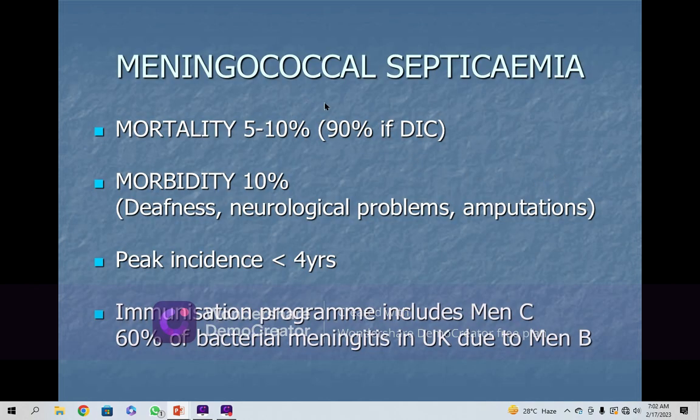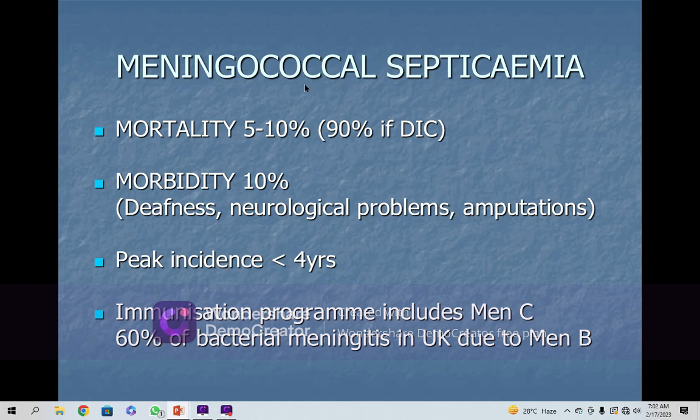Coming to meningococcemia or meningococcal septicemia, it is an infection of childhood. Mortality is 5 to 10%, but if it launches into disseminated intravascular coagulation it is 90%. Morbidity to other places includes deafness, neurological complications, and amputations. Or it may cause what is known as SIRS, or it can cause MODS. The morbidity is 10%. The peak incidence is less than 4 years.